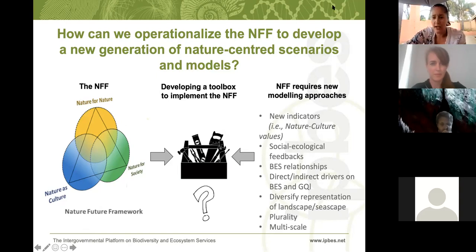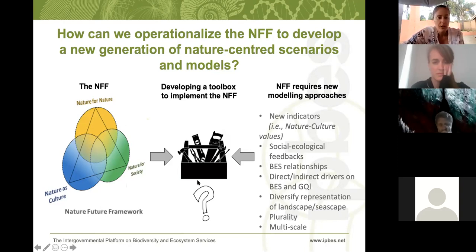I think in these initial stages, we're going to have to be quite heavily involved as we work our way through actually understanding what this means. But some of the main gaps that we've identified is that, particularly for modeling approaches, the NFF needs new indicators, right? Especially nature for culture values. We just don't have as many of those indicators as we really need to be able to do this well.